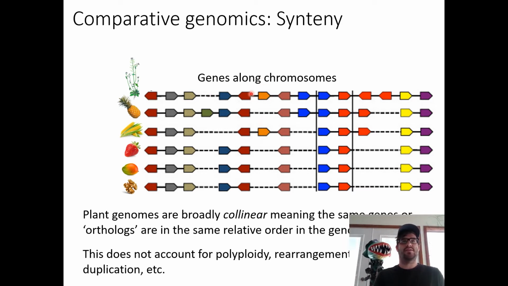Maybe this gene is in Arabidopsis, but it's only in corn and not in the other species. And so synteny refers to the order and orientation of genes along chromosomes, and genes that have corresponding sequences. This is an oversimplification in general, and it does not account for changes in polyploidy. A lot of plant genomes are polyploid. They might have various structural rearrangements, gene losses, duplications, etc. So it's generally a little more complicated than this.